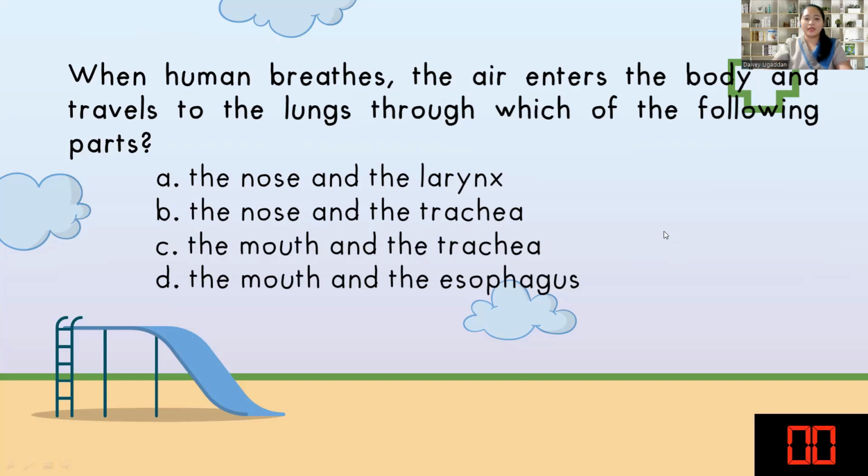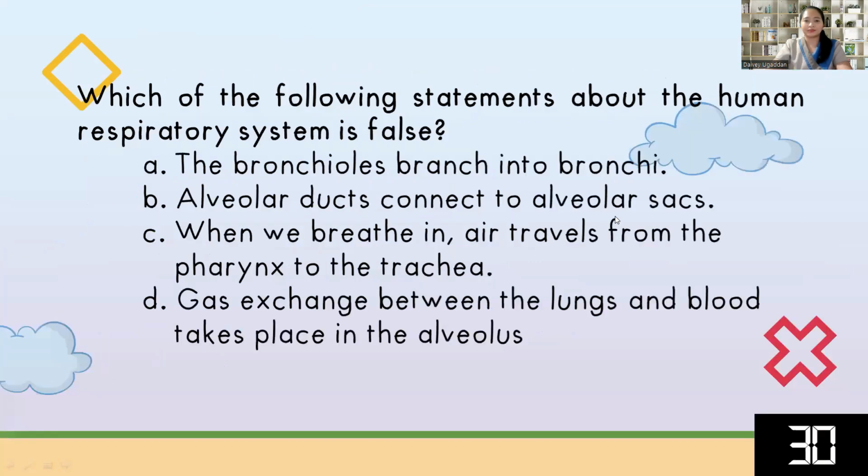Okay, so let's do the elimination method. Again, we have to use the respiratory tract structures, and this involves the nose and not the mouth. We can now eliminate C and D. So which one is correct? The nose and the larynx or the nose and the trachea? The correct answer is the nose and the trachea. Although the larynx is also part of the respiratory tract, the trachea is the one directly connected to your lungs. So the answer is letter B.